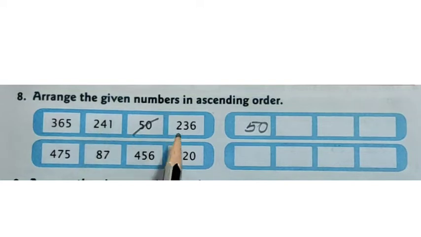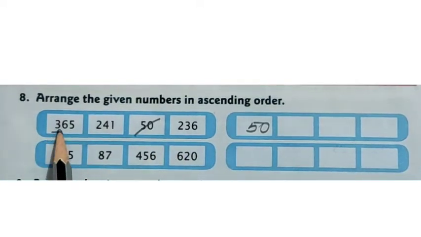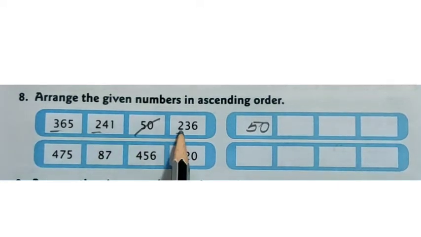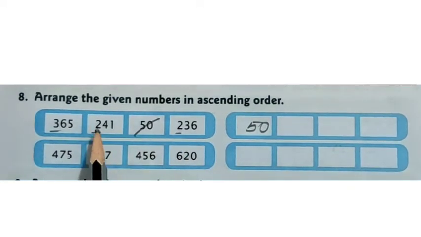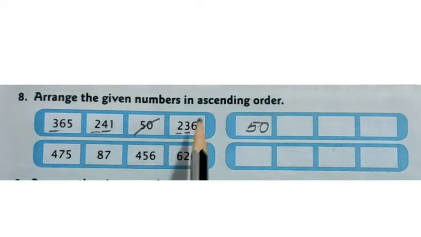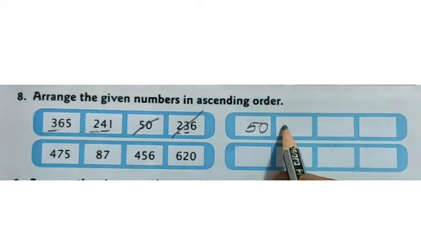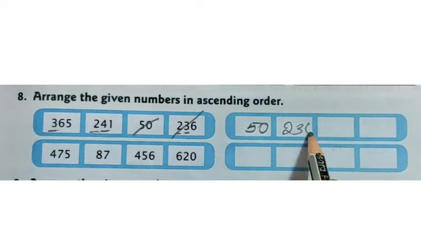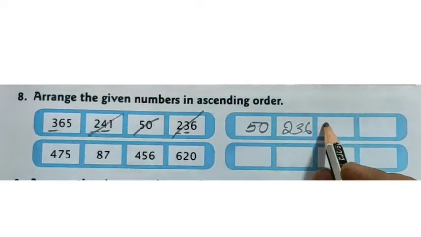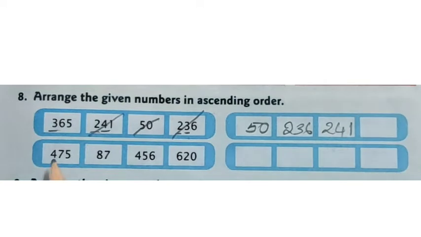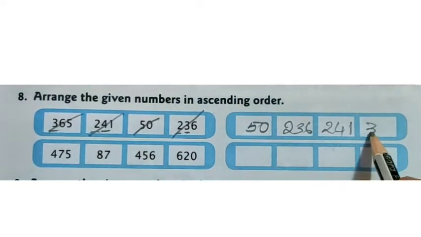365, 241, 236. Here compare the hundreds place, all are 3-digit numbers. Here we have 2, 2 is small, but we have 2 2's. So compare the tens place. Here it is 4 and here it is 3. So 236 is small. Strike out 236. Next comes 241 and the last one left is 365.